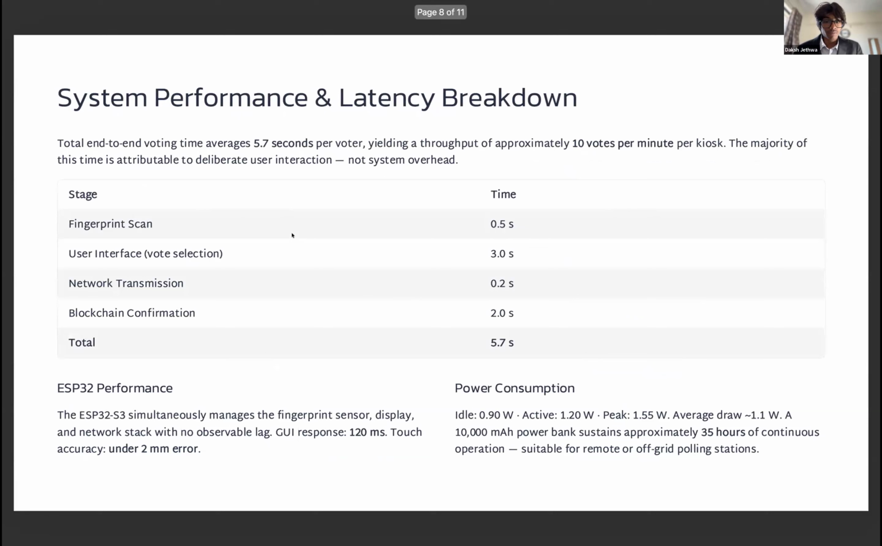Security is important, but can the system perform in real-world conditions? Our results show that each vote takes approximately 5.7 seconds. This allows around 10 votes per minute per kiosk. With a low consumption of only 1.1 watts, the system is also suitable for remote and long-duration deployments.